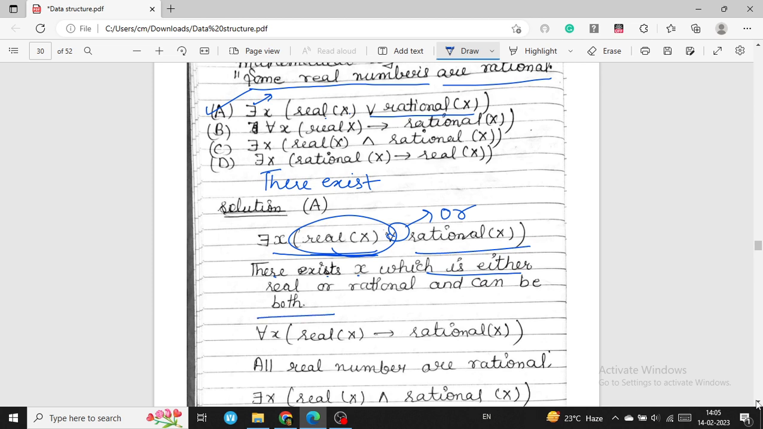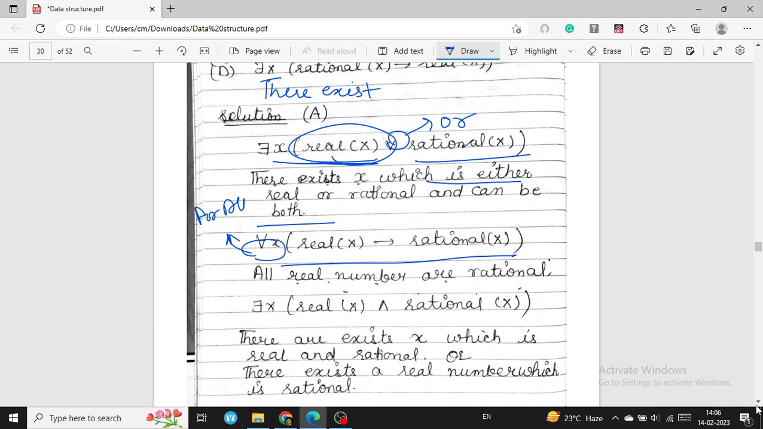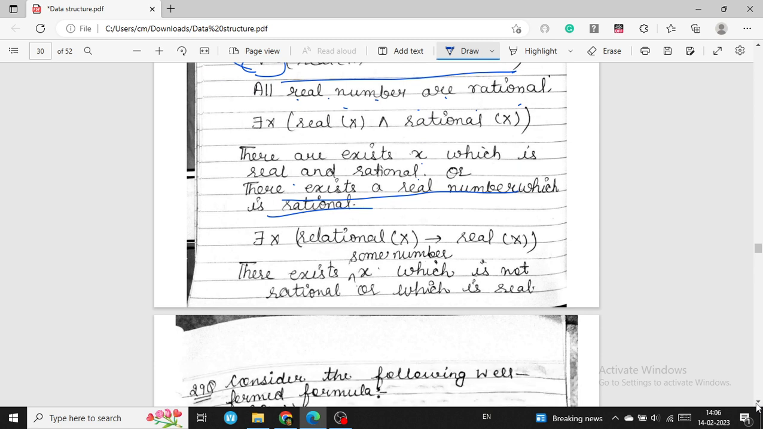And the second statement says, this symbol is used for all, all real numbers are rational. This statement says all real numbers are rational. The third statement says there exists x which is real and rational, or you can say there exists a real number which is rational. And the fourth statement says there exists some number x which is rational, which is not rational, or which is real.